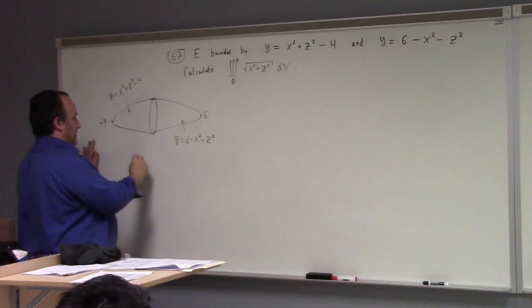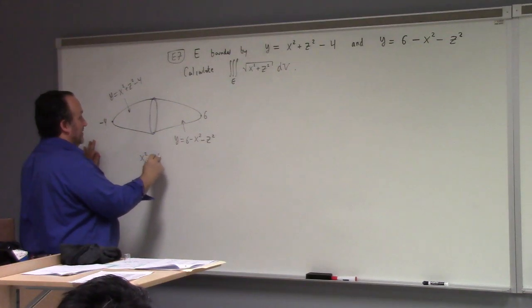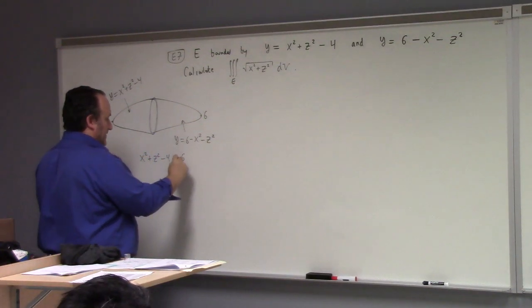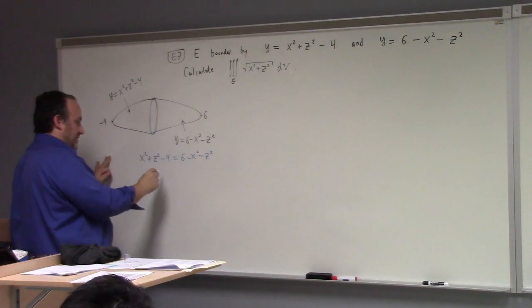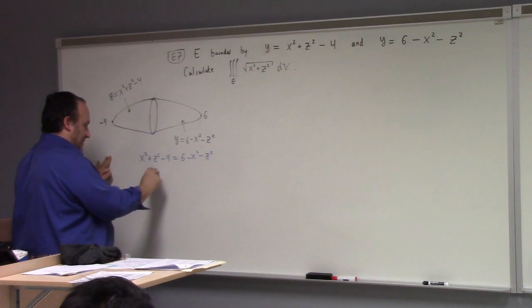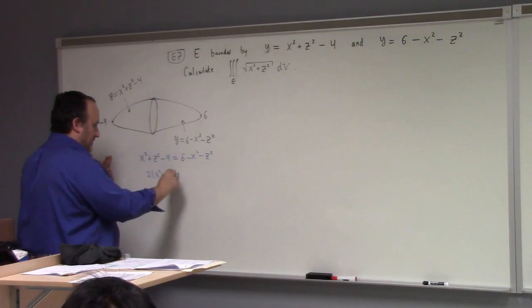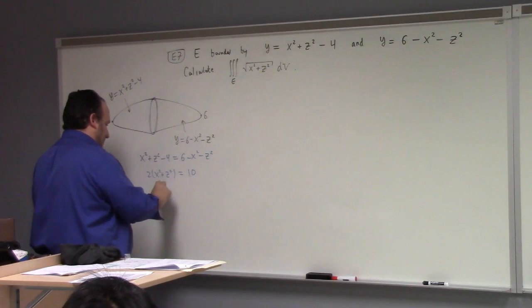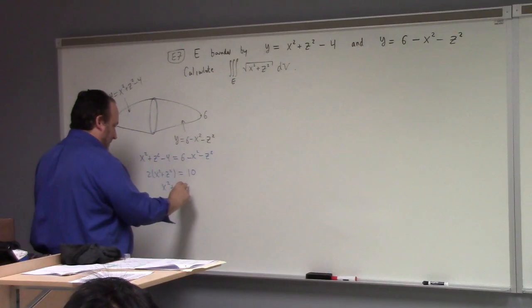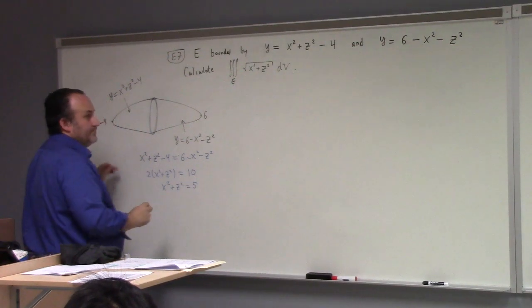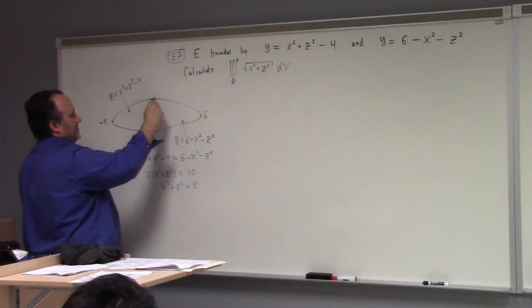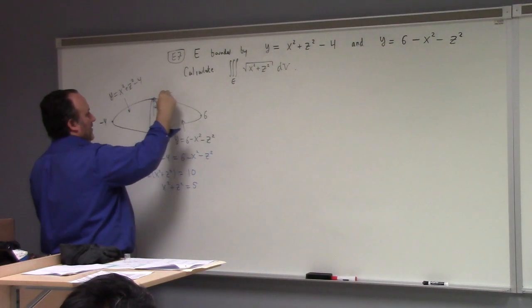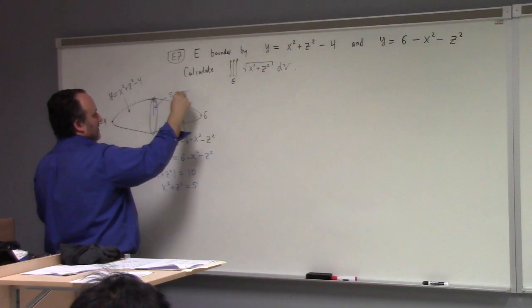We just need to do what? x squared plus z squared minus 4 equals 6 minus x squared minus z squared, right? So apparently 2 times x squared plus z squared is equal to 10. So x squared plus z squared is equal to 5. So basically this right here, I'll call it s, is the square root of 5.